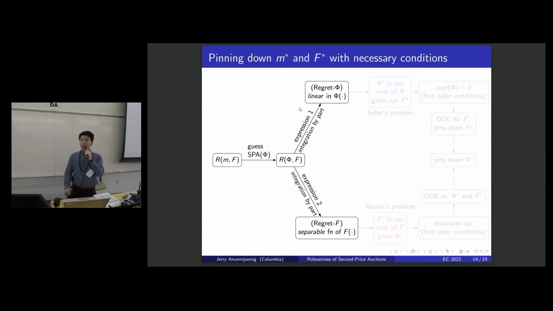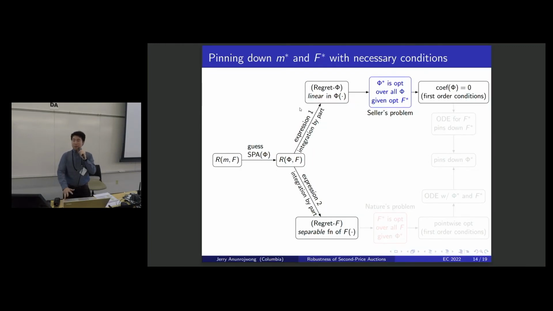We first focus on regret(phi). By the seller side of the saddle inequality, we know that phi star is optimal over all phi given optimal F star. By first order conditions, we then know that the coefficient of every phi term in the regret expression must be 0. This gives an ODE for F star, which pins down F star.